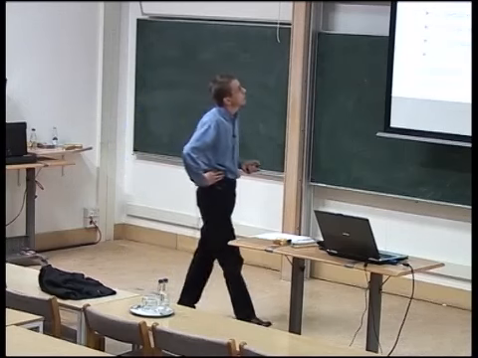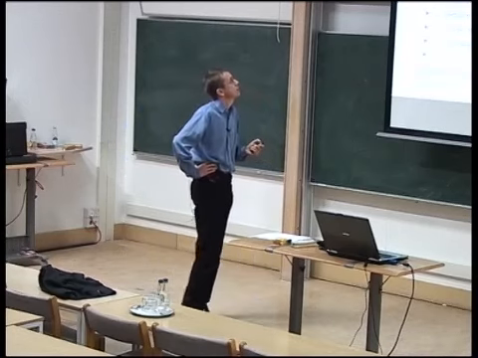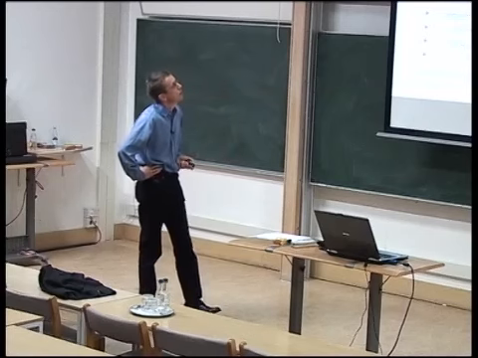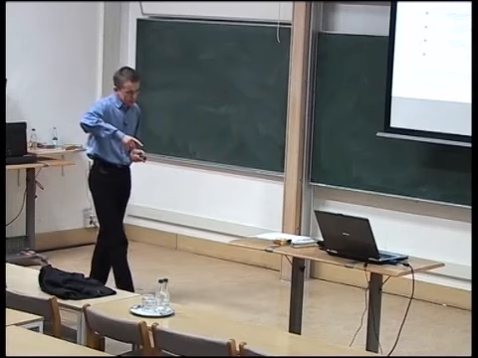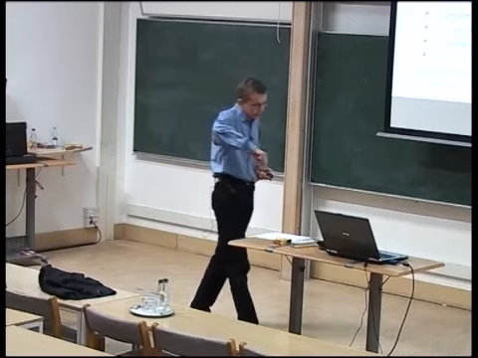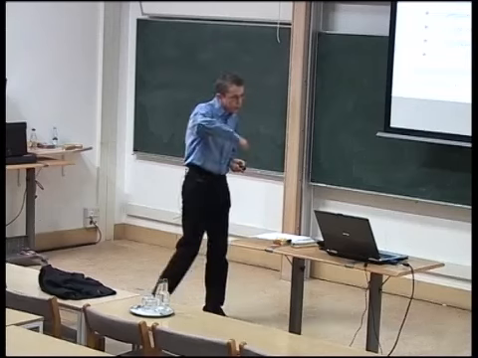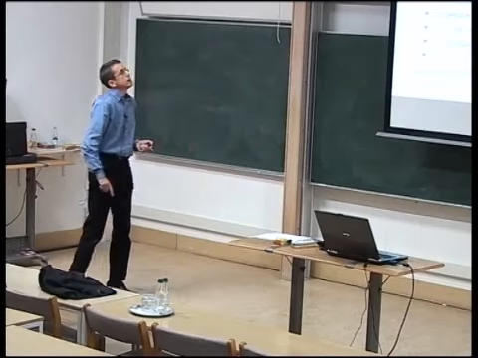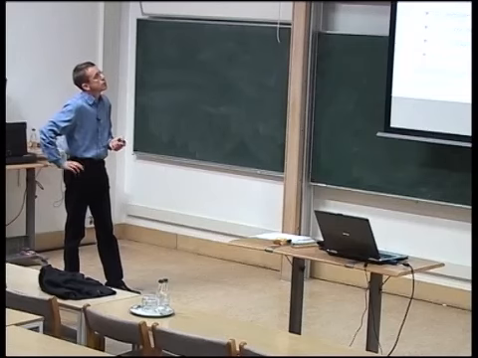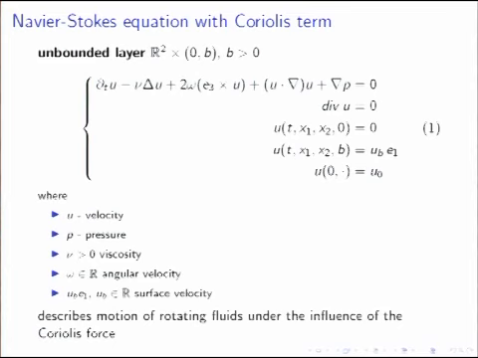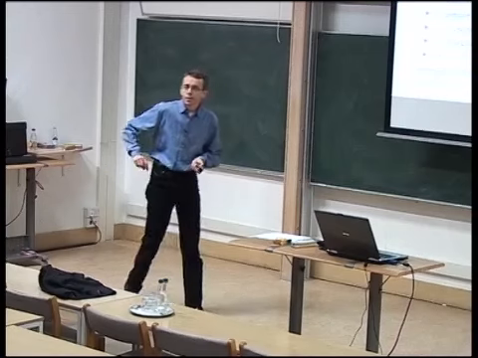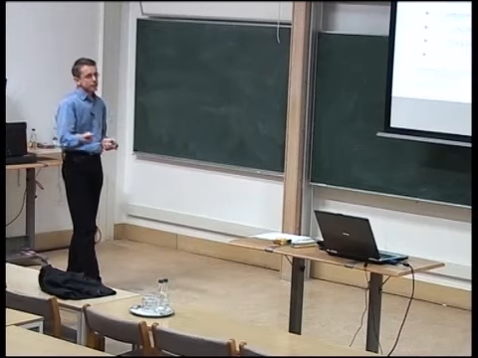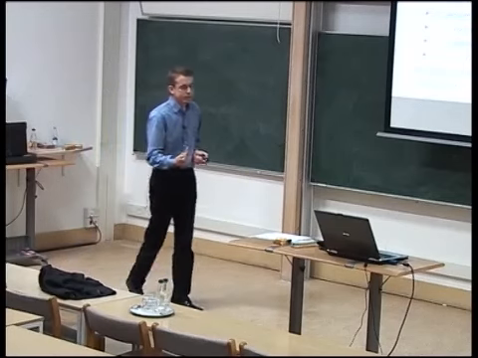Nu is the viscosity, and the additional forcing term here is just the Coriolis force, which forces the fluid to make some rotation. The axis of rotation is chosen to be the vertical direction, so E3 is the z coordinate, the third coordinate, and omega here is called the angular velocity. That describes the velocity of the rotation of the fluid along this vertical axis.